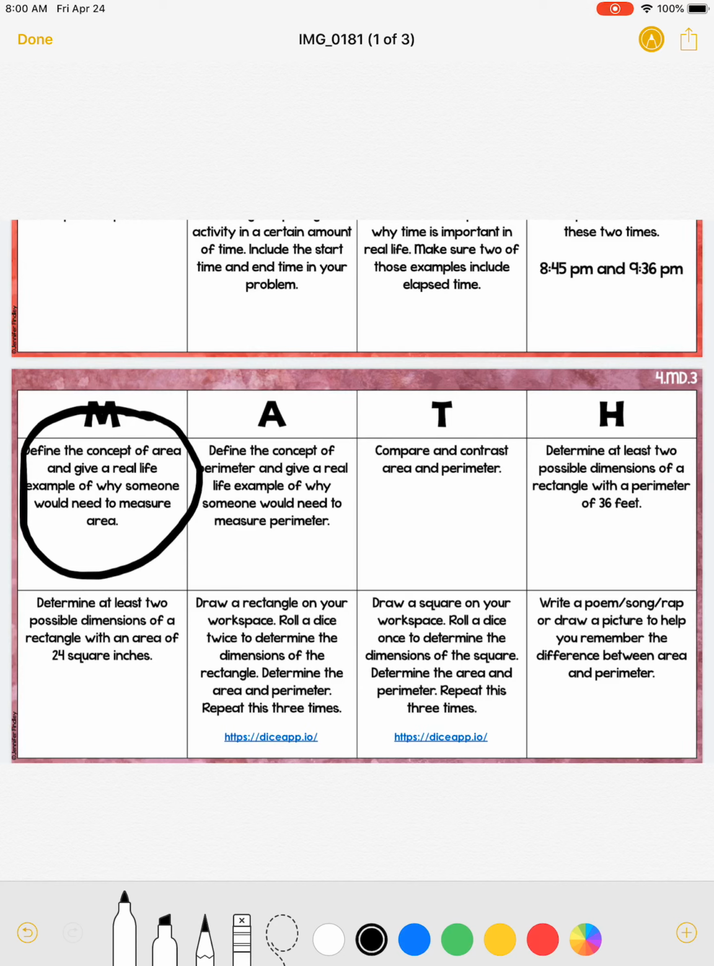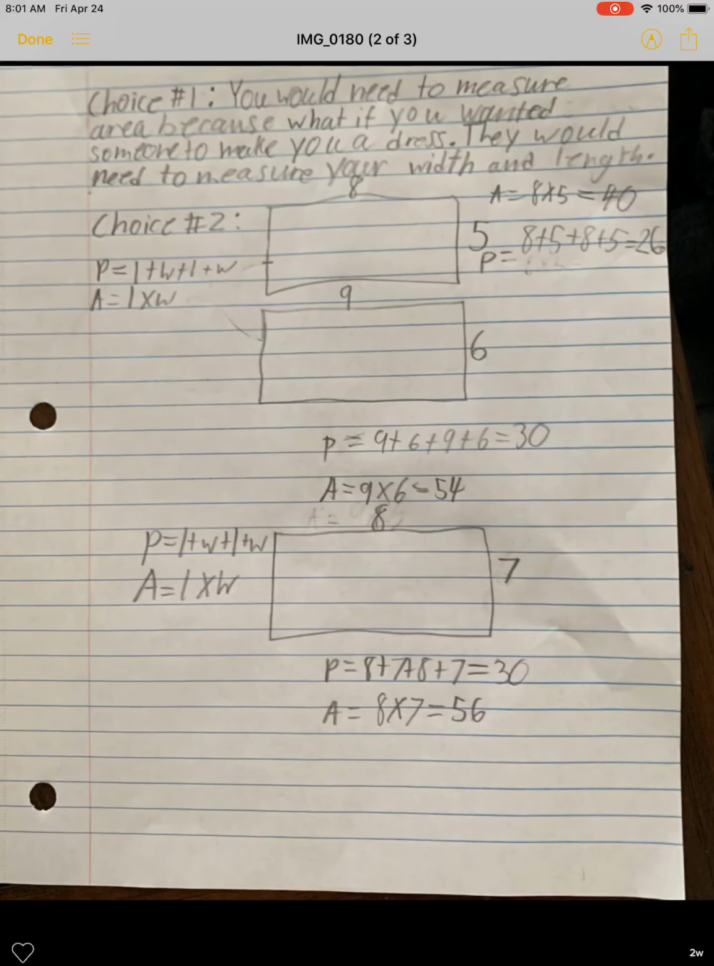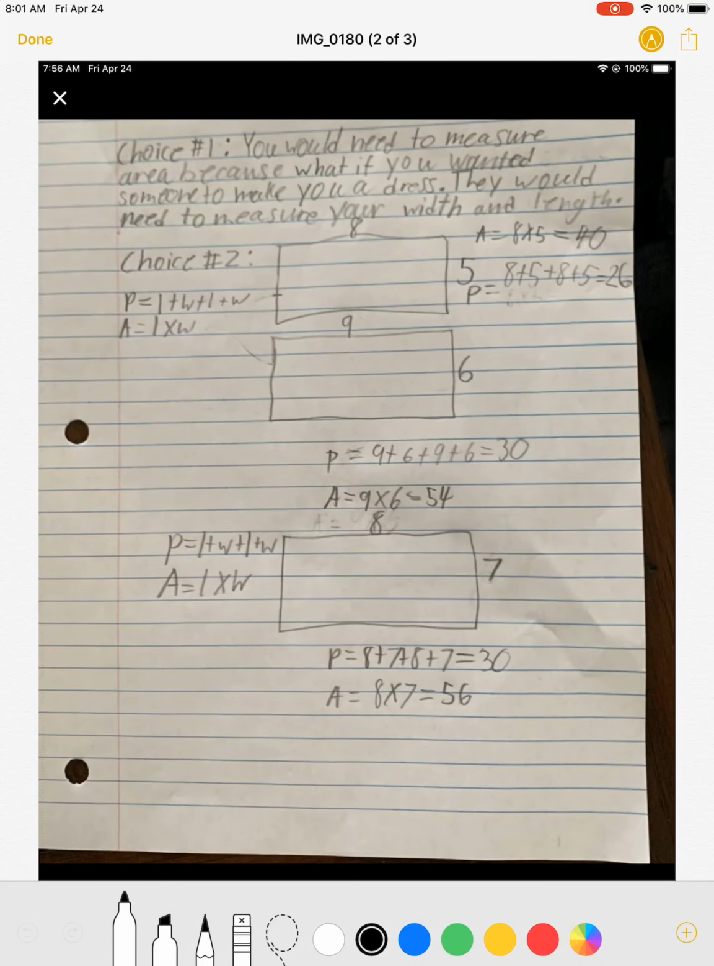Then they pick this choice down here, draw a rectangle on your workspace, roll a dice to determine the dimensions of the rectangle, and determine the area and perimeter. So right here I can see for choice 2, here's their rectangle, I see area and perimeter, and that has been repeated several times. So that's all you need to do. Pick 2 choices, just label choice 1, choice 2, and show your work or write out your explanation.